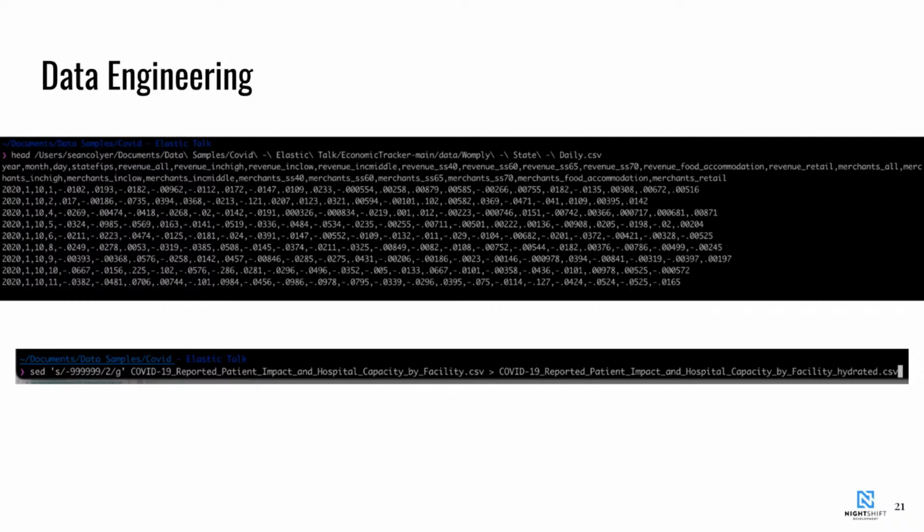Similarly, the second blob down here is, okay, how do I actually swap out that negative 9999999 with a smaller value? In this case, I'm trying it at 2. I tried it at a few different values to see the impact there.